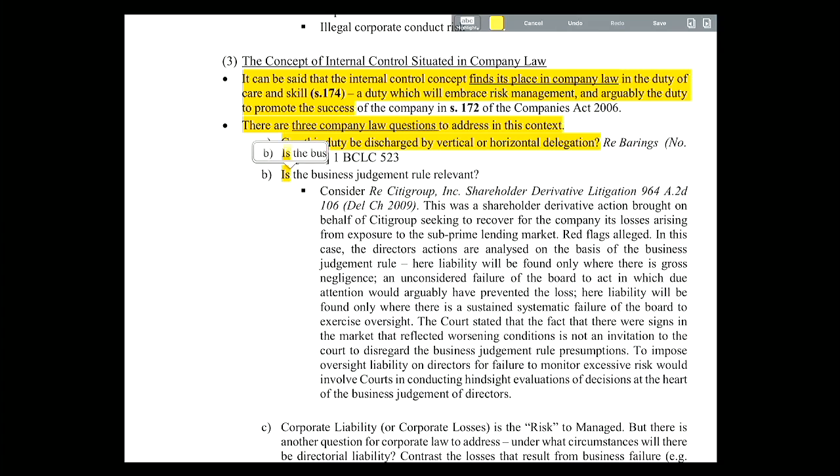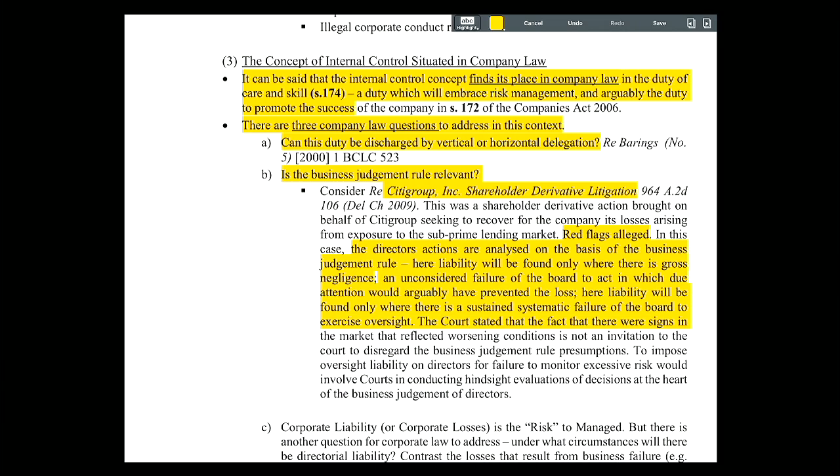Then, next question: is the business judgment rule relevant? That's the second company law question. And remember, I talked about the Citigroup case. The courts there basically said red flags were alleged. The directors' actions are analyzed on the basis of the business judgment rule. So liability will be found only where there is gross negligence, an unconsidered failure of the board to act in which due attention would arguably have prevented loss. Here, liability will be found only where there is a sustained systematic failure of the board to exercise oversight.